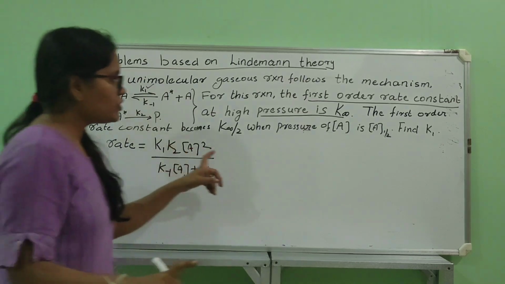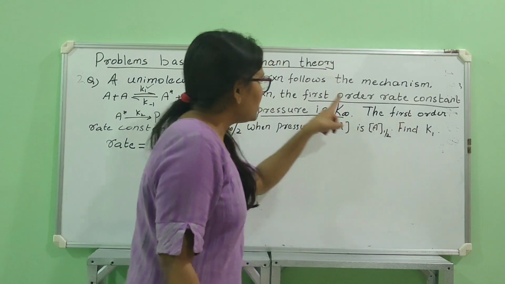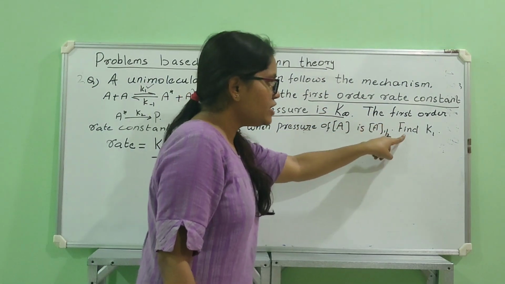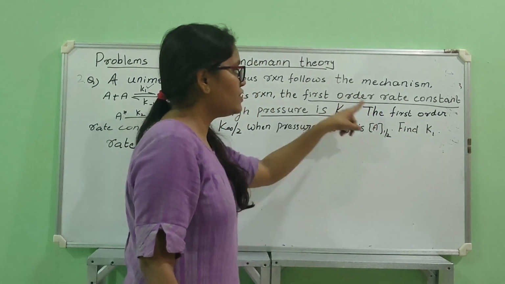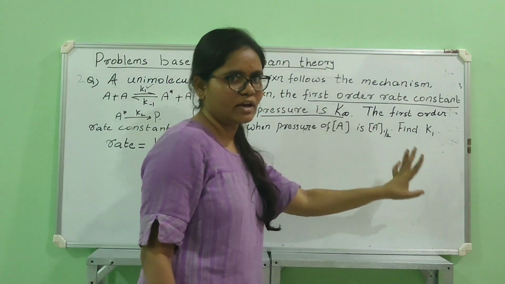There is one more important thing here. We are asked to find K1, right? But here they have given the value of A and A half. So we need to find K1 in terms of K infinity and A half.